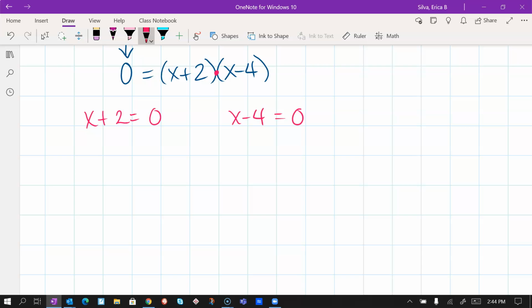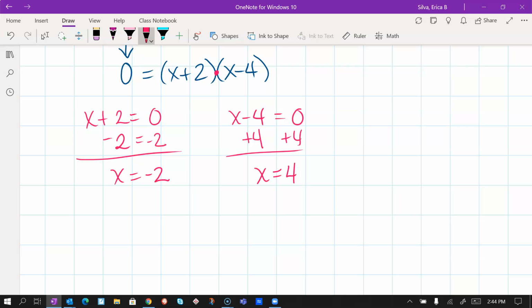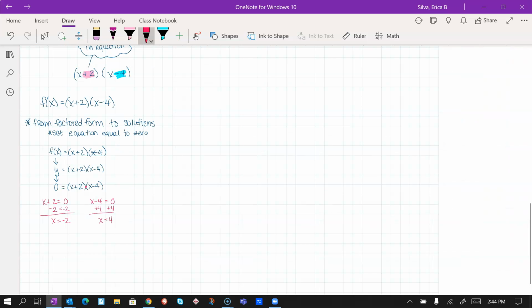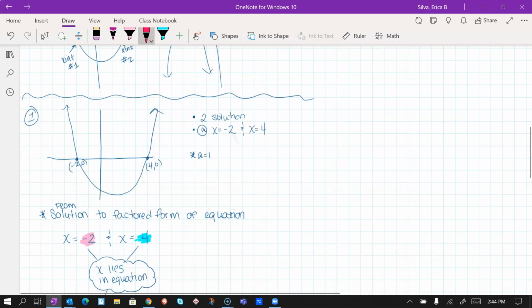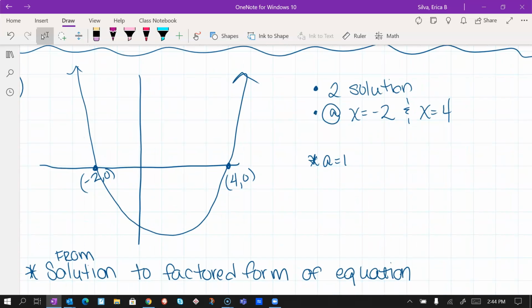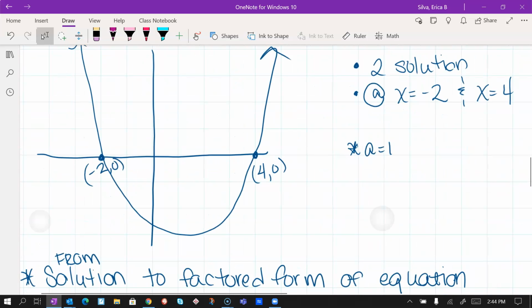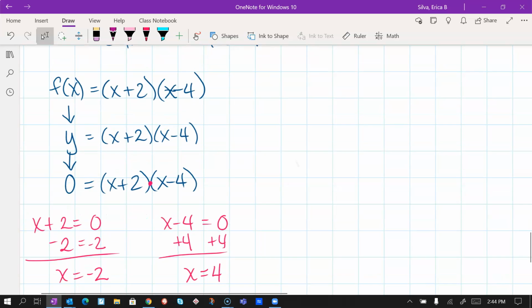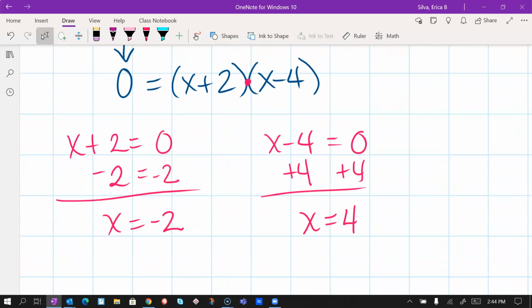So we're going to solve for x on both. We subtract 2, and we get x is equal to negative 2. We add 4 to solve for x, and we get x is equal to 4, which is exactly the same numbers we got when we first started. Does everybody see that? All right, so go ahead and write this part down. We're going to do 3 more examples.